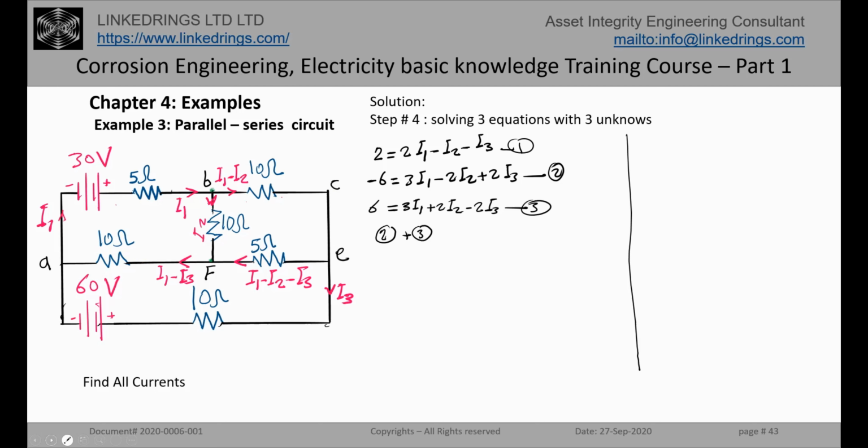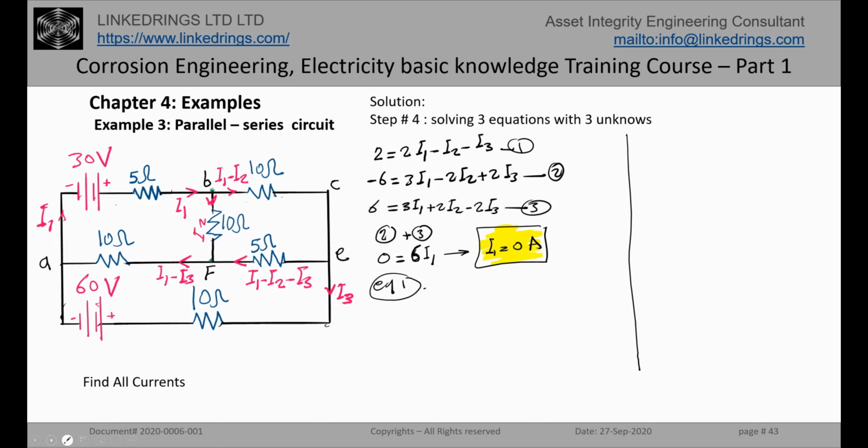How do we solve it? If we notice here, equations 3 and 2 are similar. So if I sum them together, I'm going to reduce the number of unknowns in the new generated equation, because I2 will be removed. So equation 2 plus equation 3: minus 6 plus 6 is 0, equal to 3 plus 3 is 6 I1, and I2 will be deleted, and I3 also will be deleted. So by this one, I know that I1 equals 0 ampere. Great.